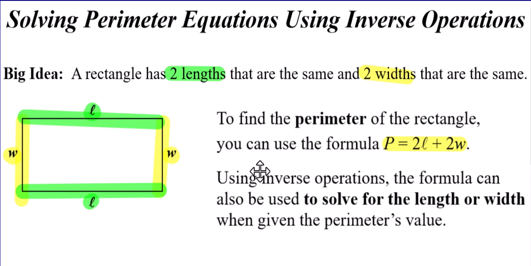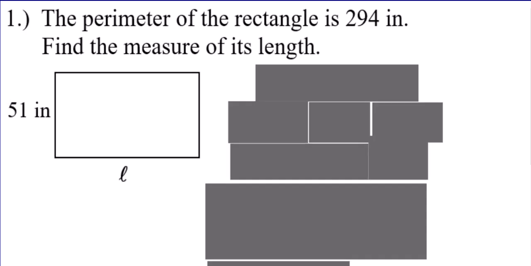Okay, using inverse operations, the formula that we just looked at, P equals 2L plus 2W, can also be used to solve for the length or the width when given the perimeter's value. And that is what the focus is going to be on these guided notes. So take a look at number 1, get your pencils ready, calculators ready perhaps. The perimeter of the rectangle that they're showing you here is 294 inches. Find the measure of its length.